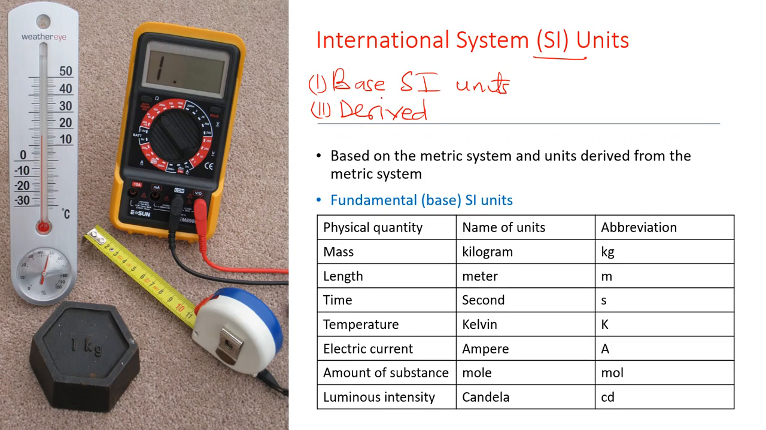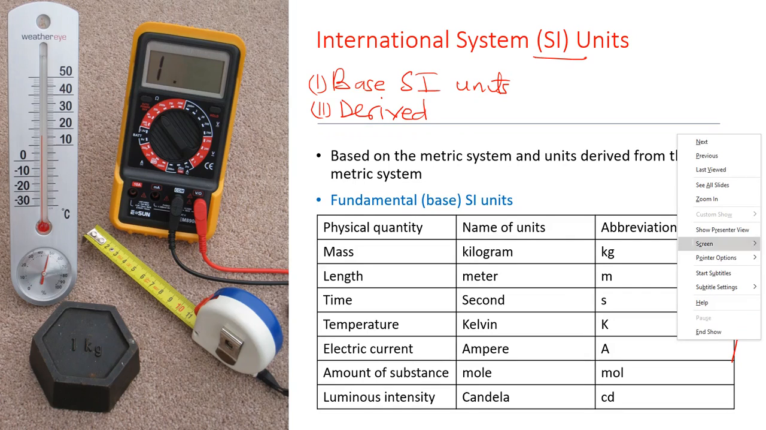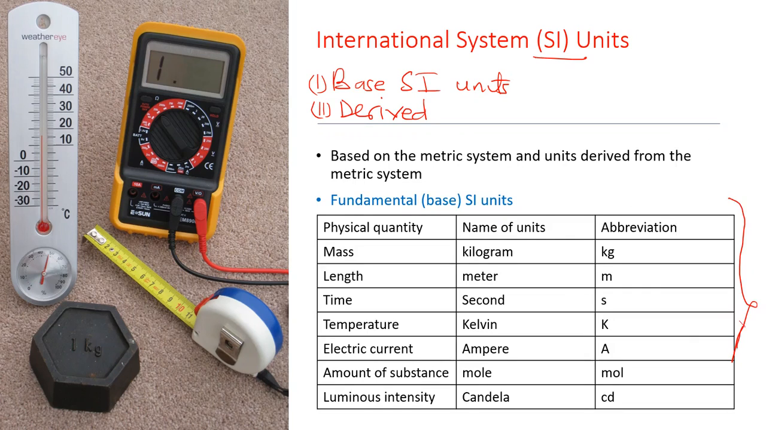So among the base SI units, we have 7 of them. They are given in this table. You just need to study this table to learn about these units. So we have units for mass, which is a kilogram. We have a unit for length. We have units for time, temperature, electric current, amount of substance, luminous intensity.